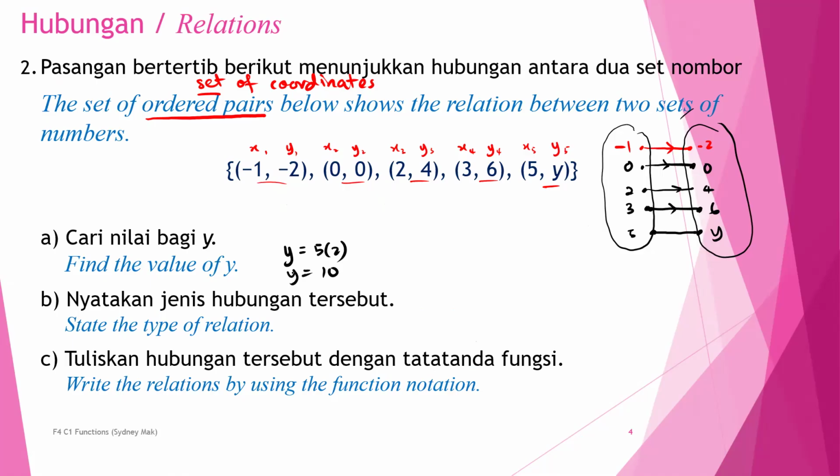Then state the type of relation. What kind of relation is this? 1 to 1. Yes, it's 1 to 1 because by the arrow diagram it's so obvious. 1 to 1. Now write the relation by using the function notation.